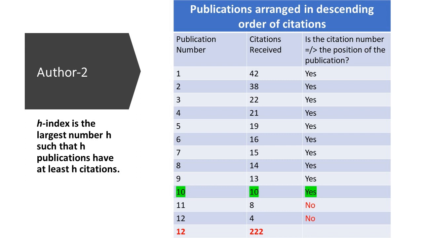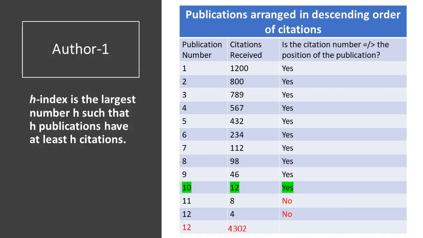Got it? But see, the total number of citations received by this author is only 222, whereas in the previous author, the total number of citations received is 4,302. And in both cases, H index is 10. Here also H index is 10. So now there is something wrong. This exposes the limitation of H index.